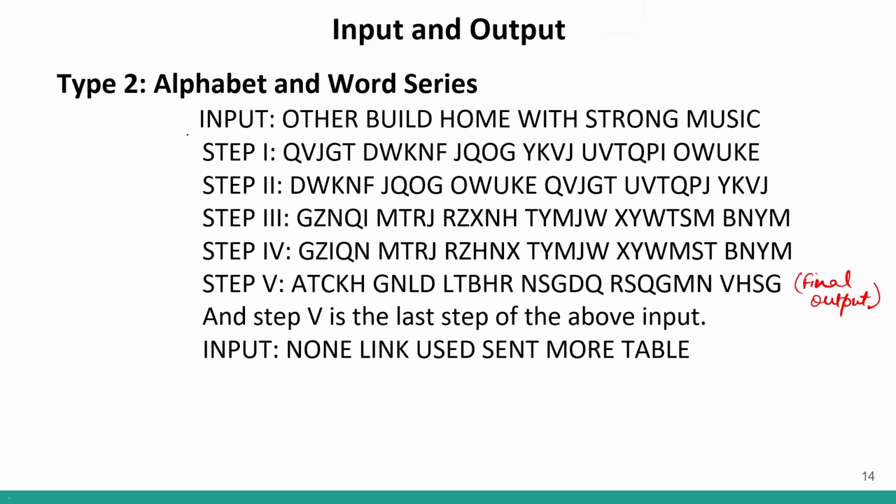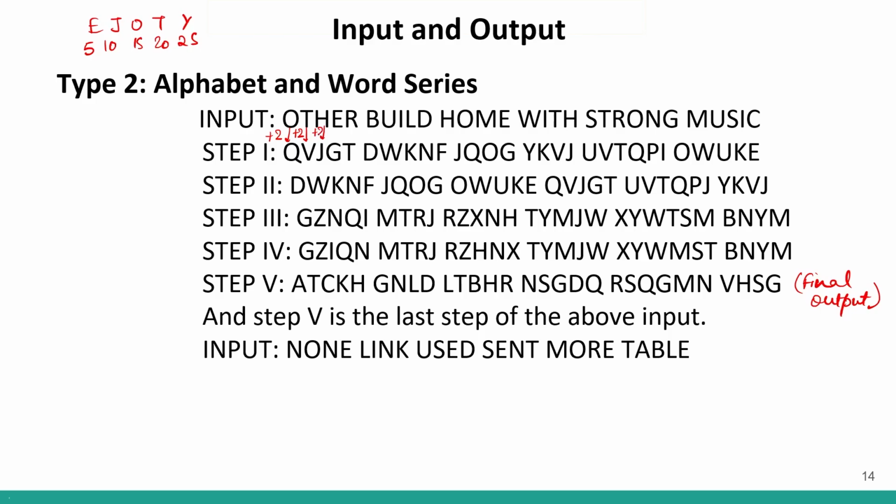Okay, so let us start. Now, over here, I can see "other build home with strong music." This is given to us. And I can see step 1 just below it. So, over here, O is which position? Do you remember the shortcut? EJOTY. This we discussed in coding decoding. 5, 10, 15, 20, and 25. If you do not remember ranks, you can also do it verbally. O to Q: O, P, Q. So this is +2. T to V is also +2.